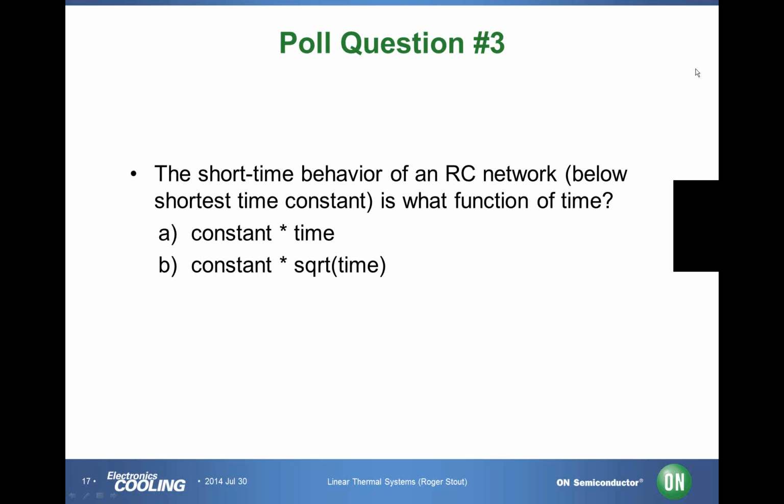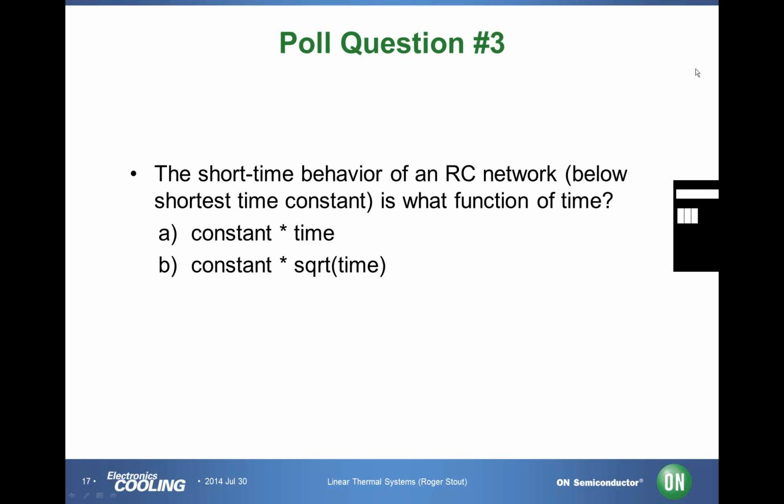Okay. Attendees, please answer the following question. The short time behavior of an RC network below the shortest time constant is what function of time? A, constant times time, or B, constant times square root of time? Give you a few seconds. And the majority said A, which is correct.